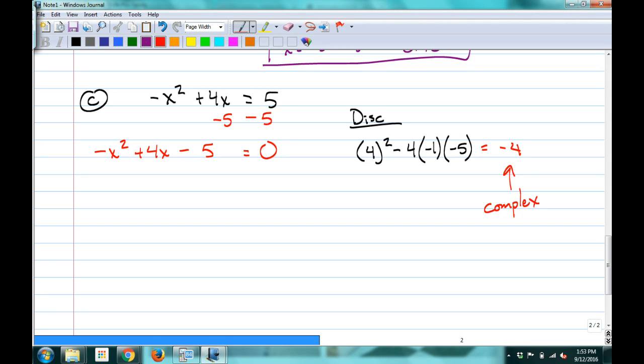All right, and then just go to your formula, negative b. So instead of 4, it's going to be -4 plus or minus the square root of -4. And remember this -4 under the square root is the discriminant, over 2 times -1.